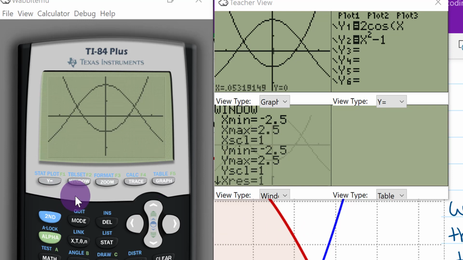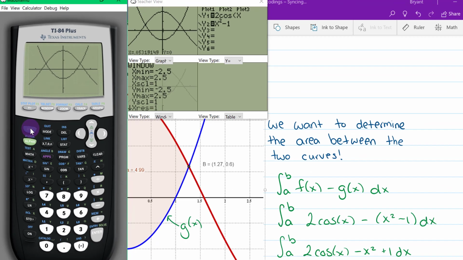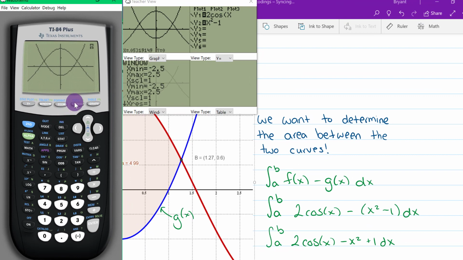And so to do that, you hit second, calculate, and you scroll down to intersect, so 5. And then you're going to pick the first curve and the second curve, and then you have to make a guess. So I'm going to guess it's somewhere over here. Hit enter, and it's going to calculate that for me. And what you're going to have to do is write that number down somewhere, because we're going to have to type that in.